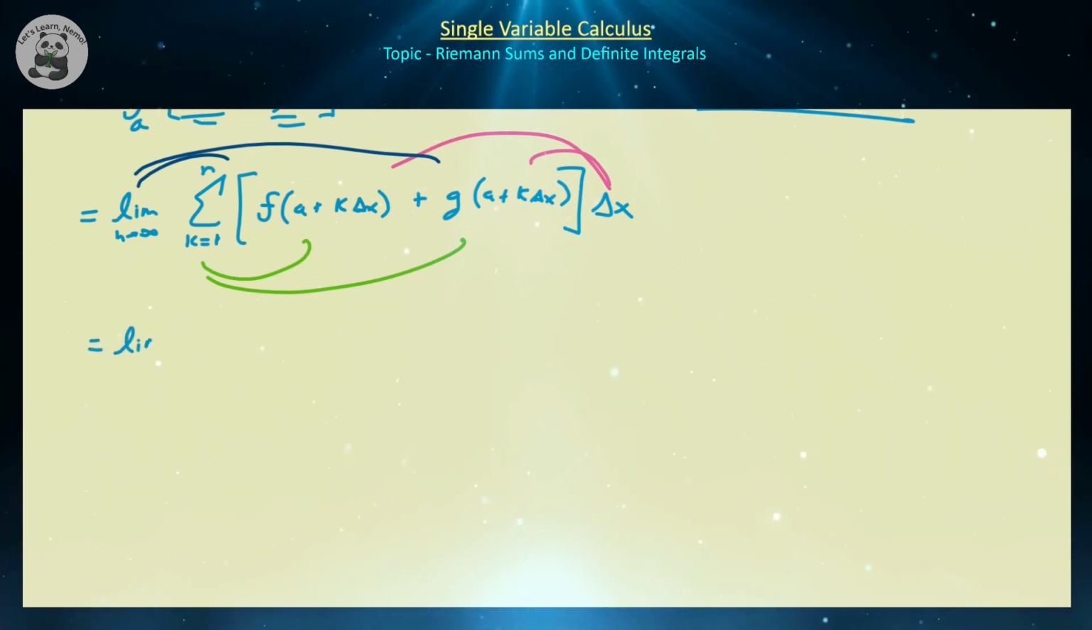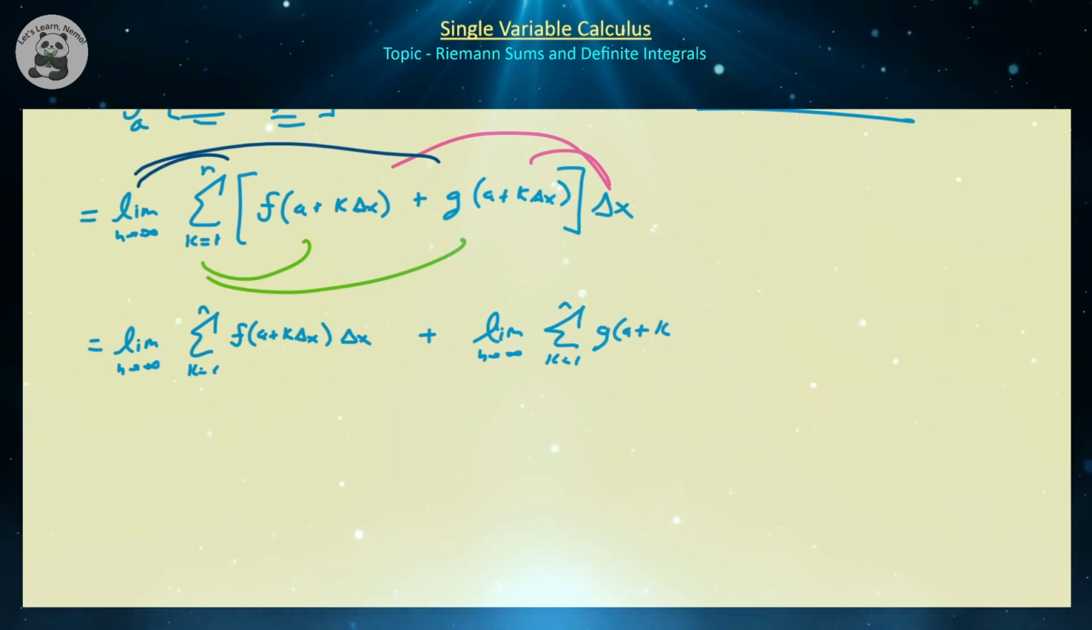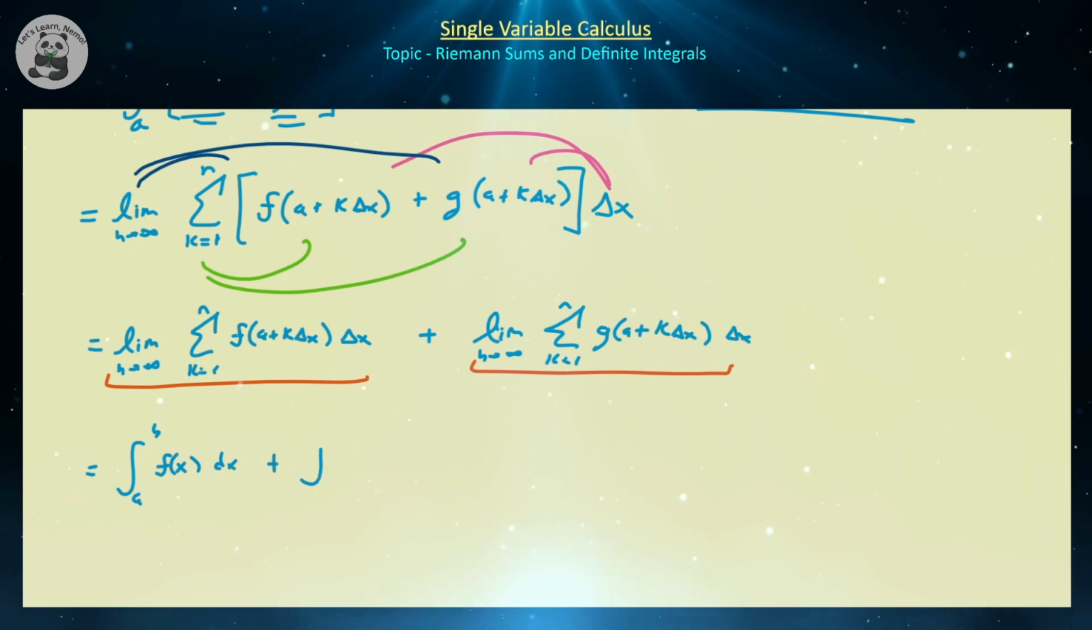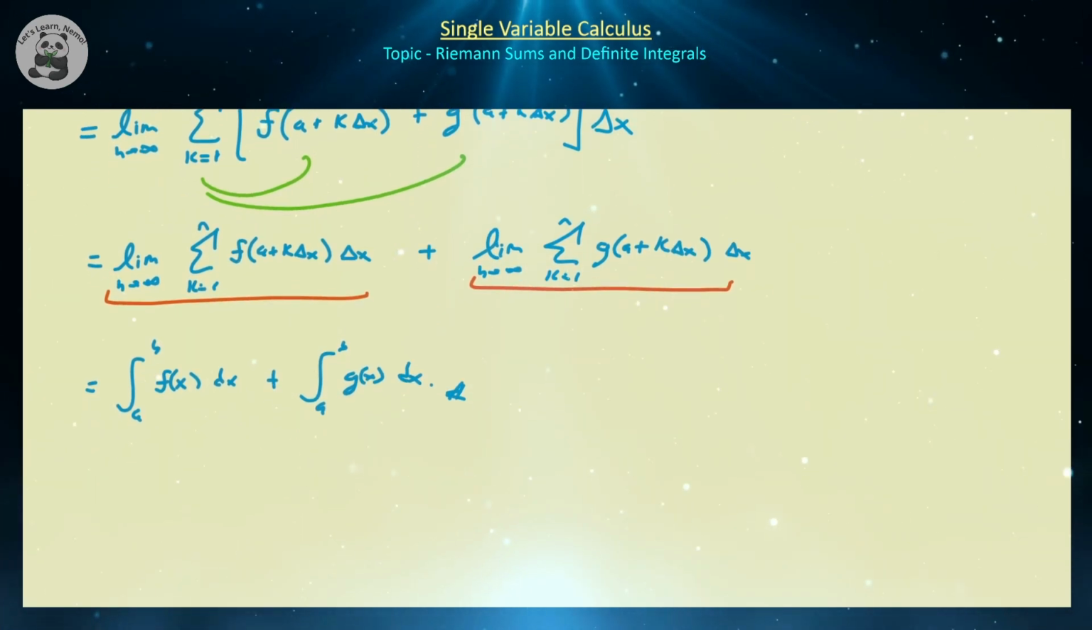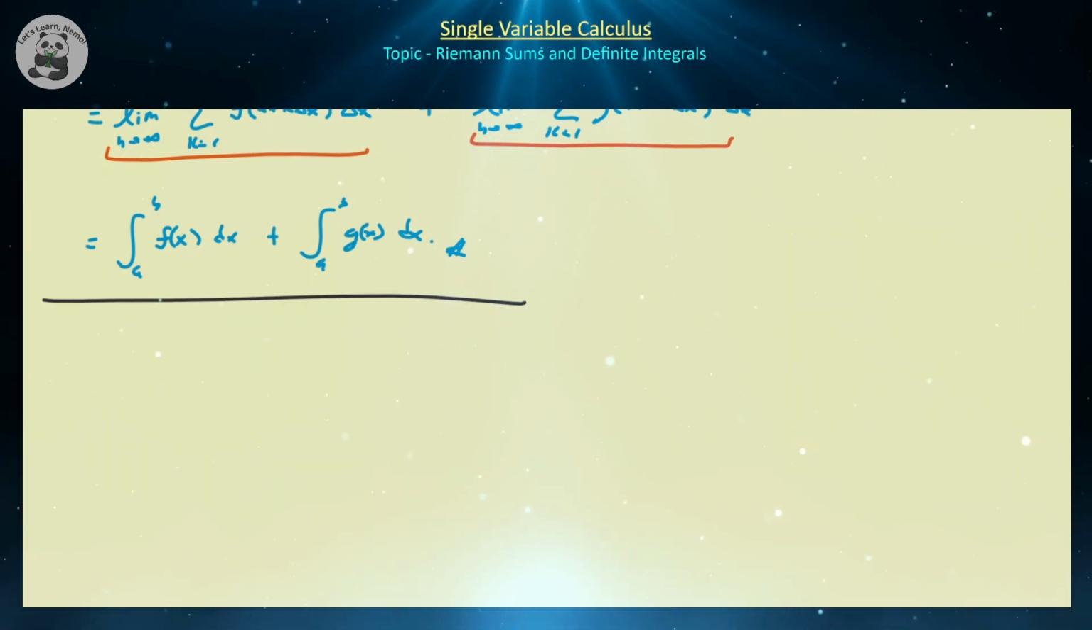So once I have that, I'm going to have the limit as n goes to infinity of the sum from k equals 1 to n of f of a plus k delta x times delta x. And then I'm going to have plus the limit as n goes to infinity of the sum from k equals 1 to n of g of a plus k delta x times delta x. And that's precisely equal to the integrals of f and g respectively. So this is going to come out to the integral from a to b of f of x dx plus the integral from a to b of g of x dx, which concludes our previous observation that possibly integrals distribute over addition for continuous functions, which in this case, they do. So that's very, very important.